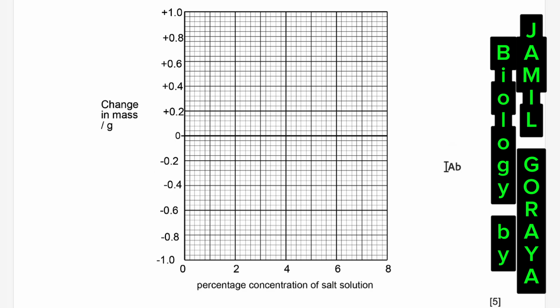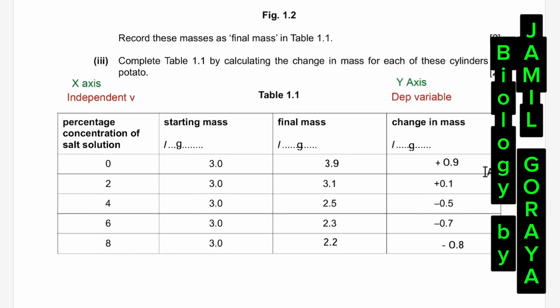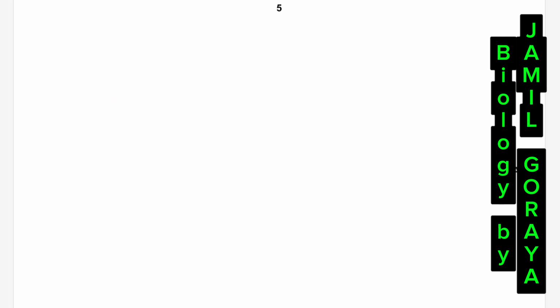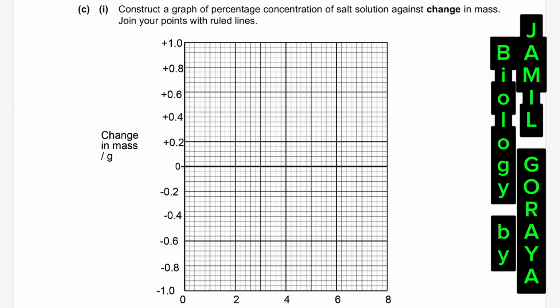It will give us second mark. Third mark is for plotting the data. First, we will plot the positive values, then we will plot the negative values. So let's see the values. At 0, it is positive 0.9. So here it will be 0, positive 0.9.